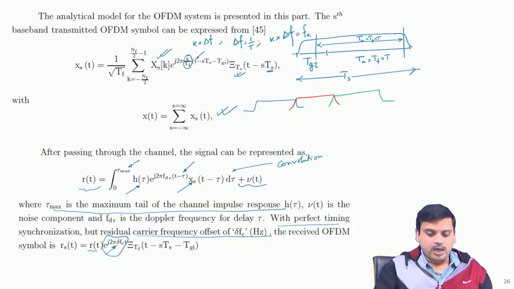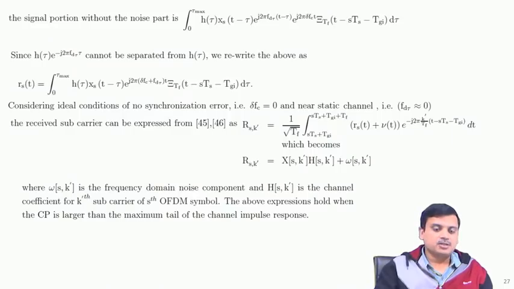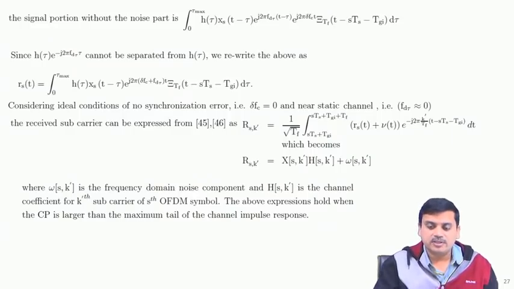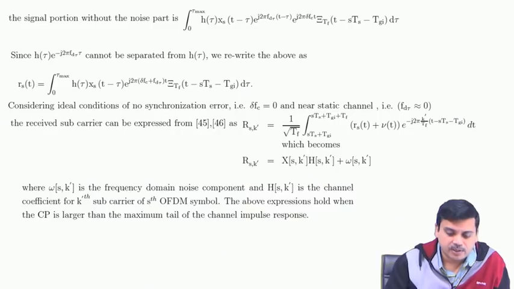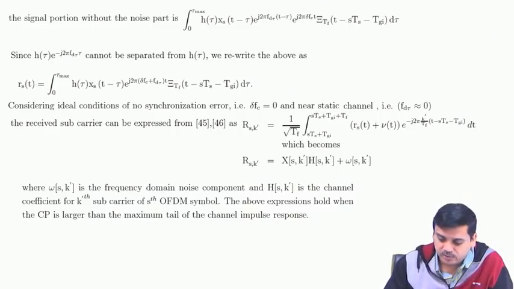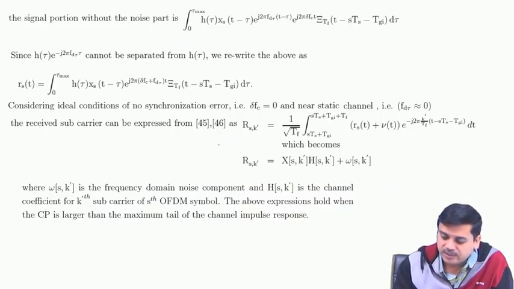Now at the receiver, the received OFDM signal is passed through the Fourier transform, and as a result you are able to get back your signal. So, what we have is the Fourier transform operation happening over here.